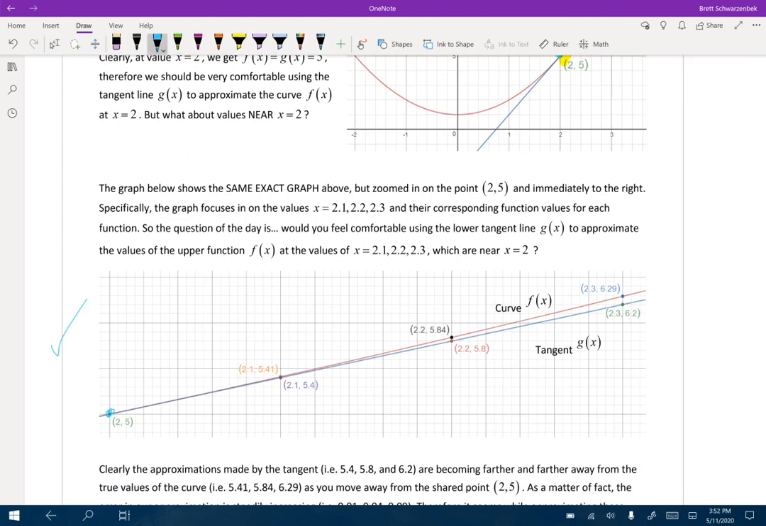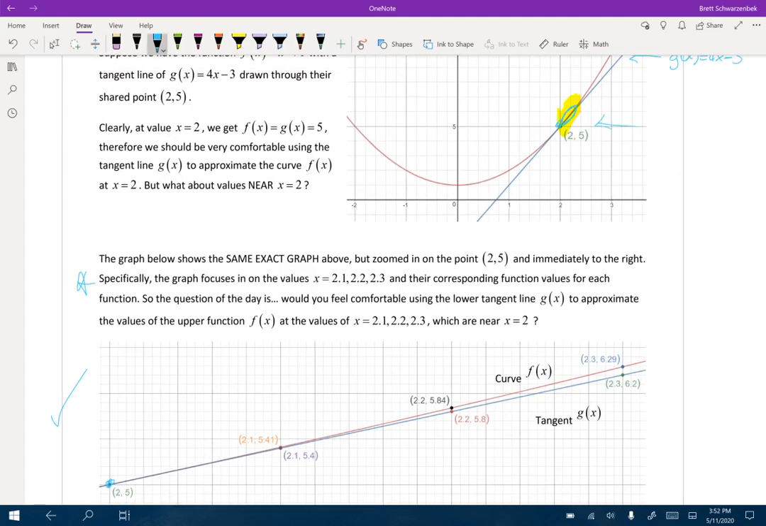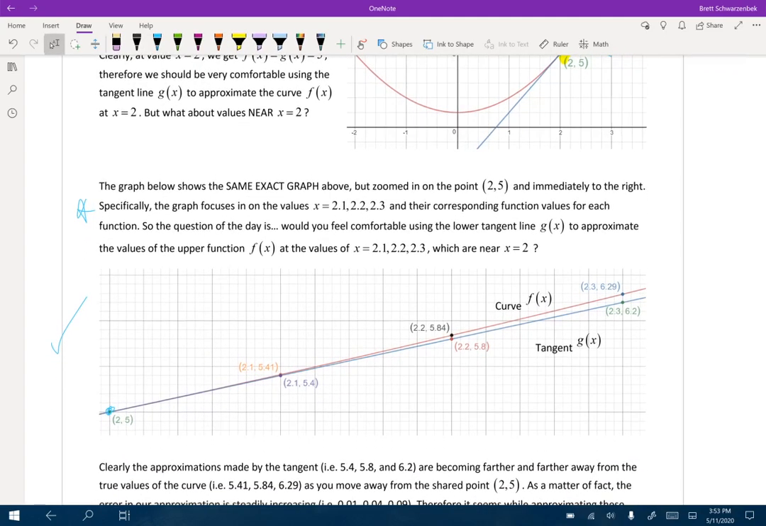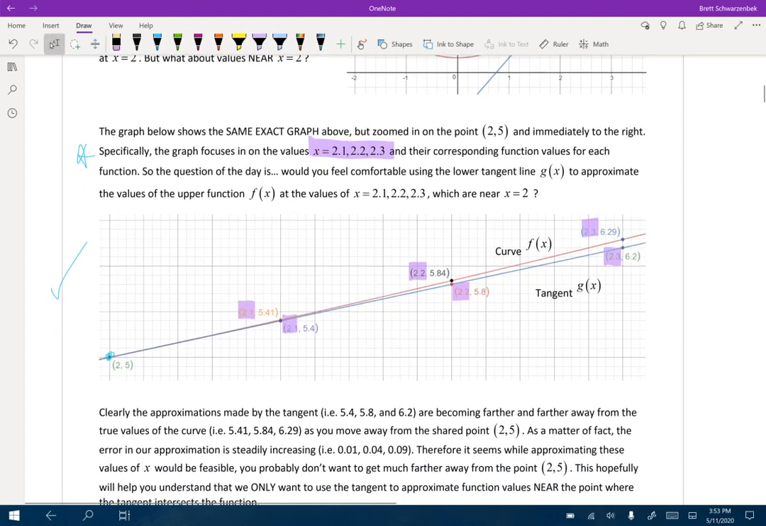It says the graph below shows the same exact graph, but zoomed in on the 0.25 and immediately to the right, as I stated over here. It says specifically the graph focuses on the values 2.1, 2.2, and 2.3. So 2.1 right here, 2.2, 2.3. What we're looking at is the function values for each one of those points. And what we want to do is analyze the y value. So what's the y value for the curve?